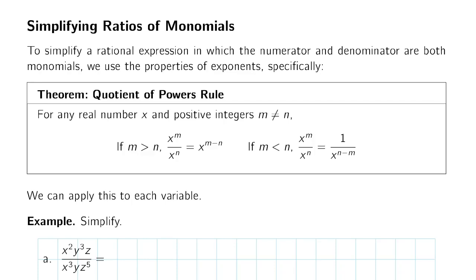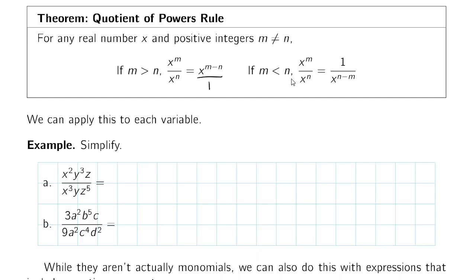Remember, the quotient of the powers rule for positive integers, which is what we want here because we're dealing with monomials, is if the exponent in the numerator is greater, we take the exponent in the numerator minus the one in the denominator. If we still have a fraction, the result ends up in the numerator. If the exponent in the numerator is less than the one in the denominator, we take the exponent in the denominator minus the one in the numerator, and the result ends up in the denominator.